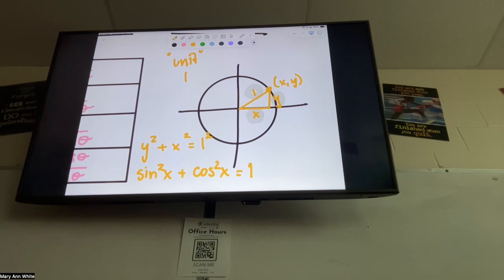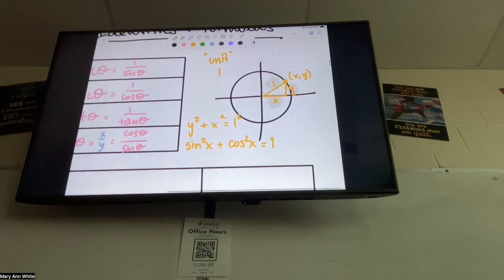Now, am I ever going to ask you to replicate this? Never. But I want to just show you that there's a reason on why we know this. It just didn't come out of thin air. I'm not just going to be like, hey, know this thing. There's a reason it comes from. And that's why these are Pythagorean identities.